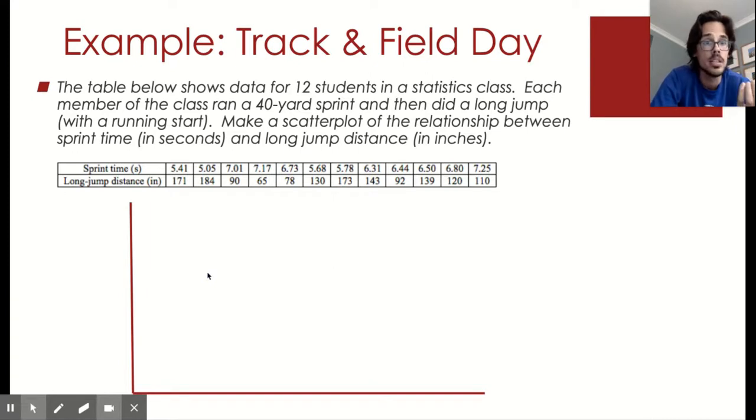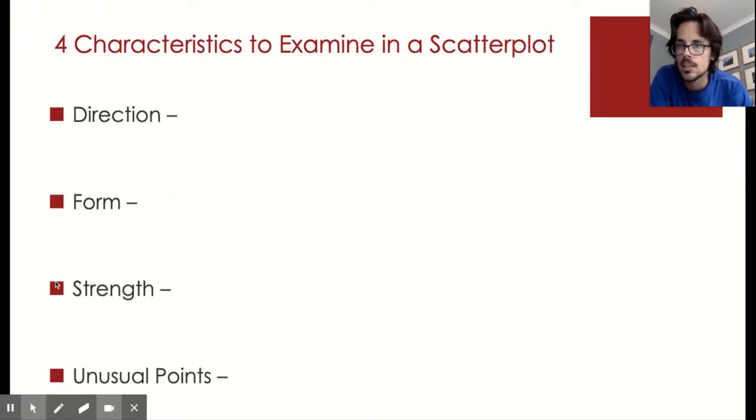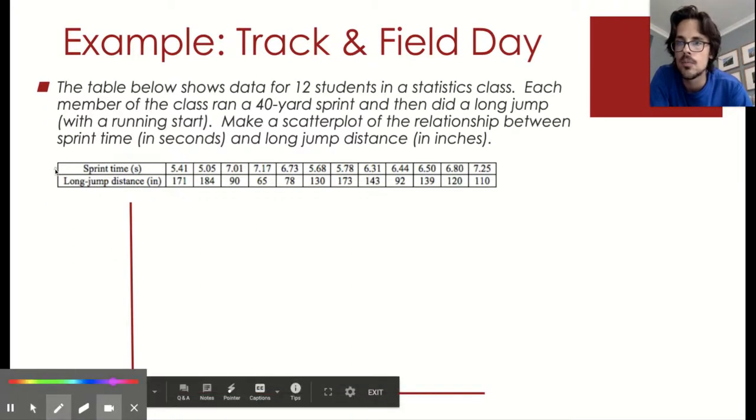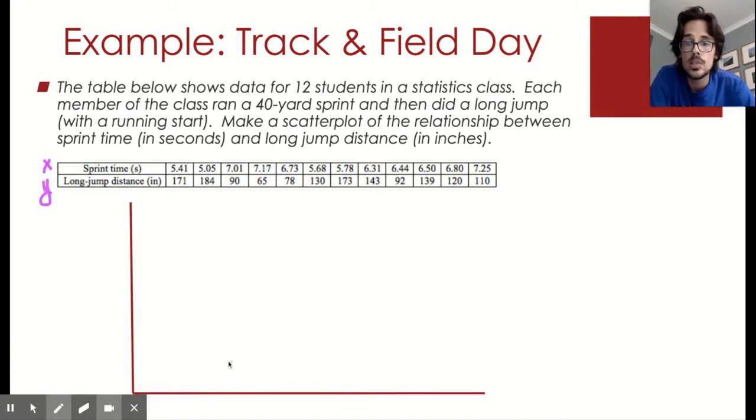Is it more likely that sprint time, how fast I am, affects how far I can jump, or that how far I can jump affects how fast I am? It makes more sense that if you can run faster, you're going to jump farther. So this is going to be my x. I'm going to have sprint time on my x, and I'm going to have long jump distance on my y. Again, when you do this, you can choose whatever starting point you want on your variables. I'm going to go ahead right now, though, and put my contexts.